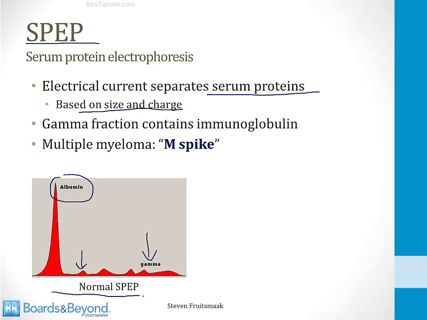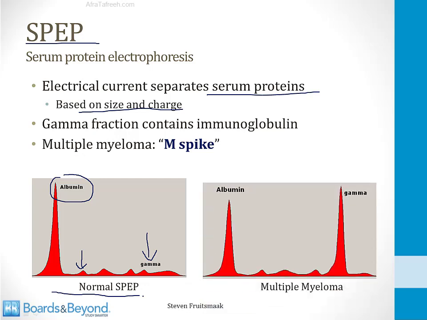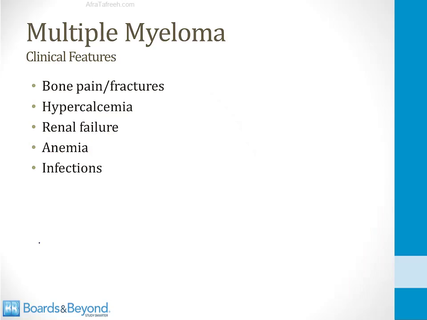In the setting of multiple myeloma, the gamma fraction gets very large, and you see what's known as an M spike representing a monoclonal production of immunoglobulins, and that's what's seen in cases of multiple myeloma. So hopefully you're with me up to this point and you have a picture in your mind of multiple myeloma with malignant plasma cells that are replicating and producing immunoglobulins in excess. Now let's talk about the clinical features that will develop as a result of those malignant plasma cells and the excess of immunoglobulins.